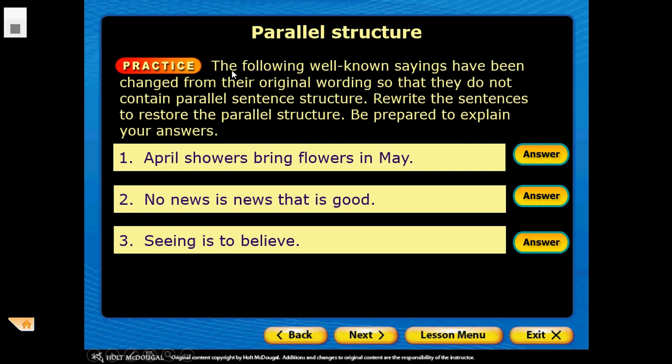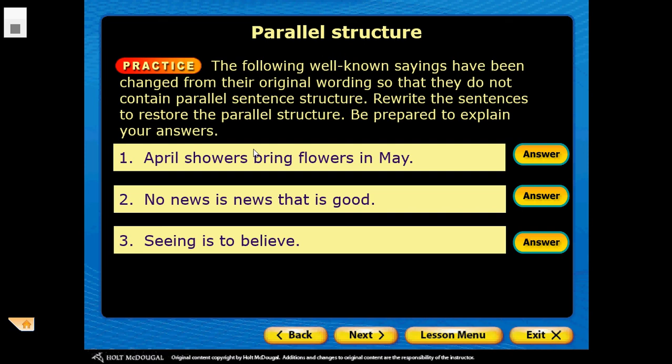The following well-known sayings have been changed from their original wording so that they do not contain a parallel sentence structure. Rewrite the sentence to restore the parallel structure. Be prepared to explain your answer. Very good. I'll hand you to Mr. Anthony to discuss it with you, all right?